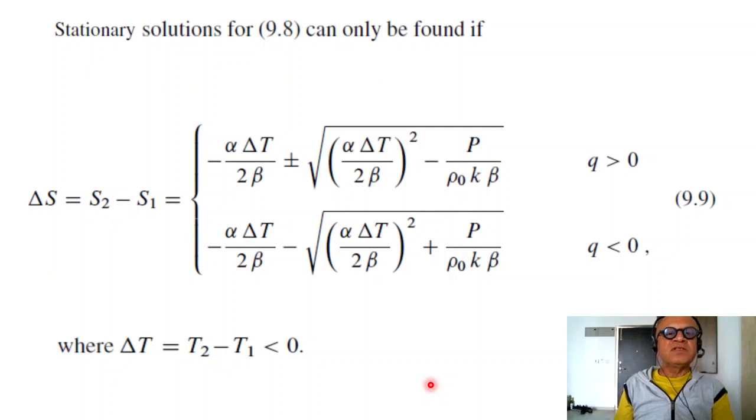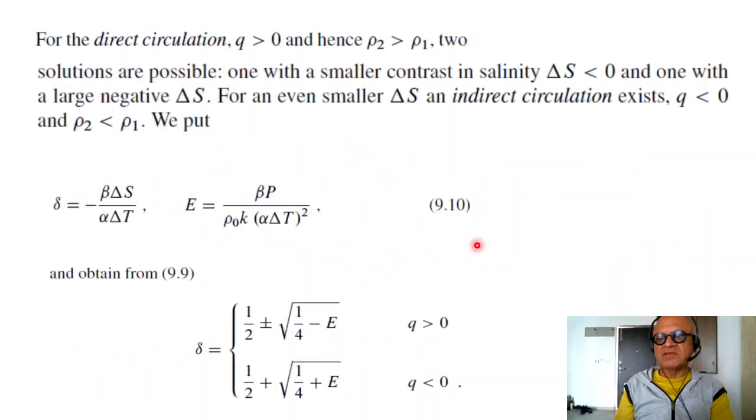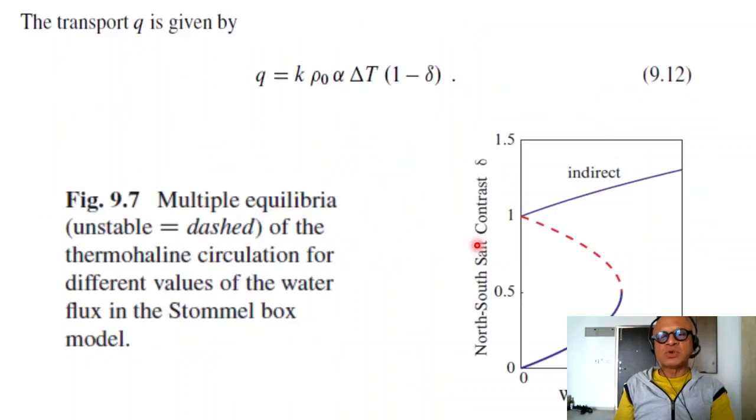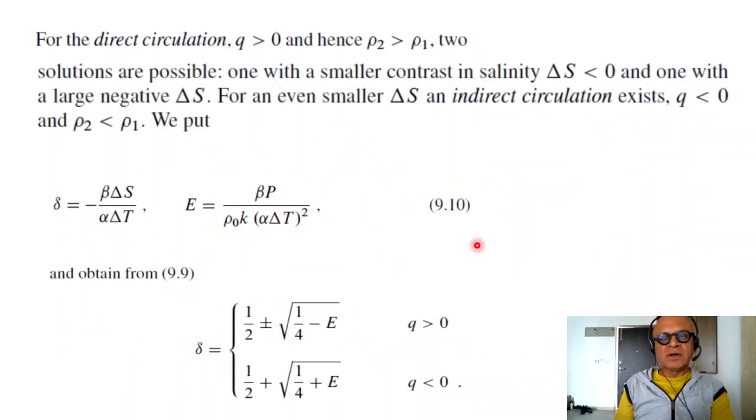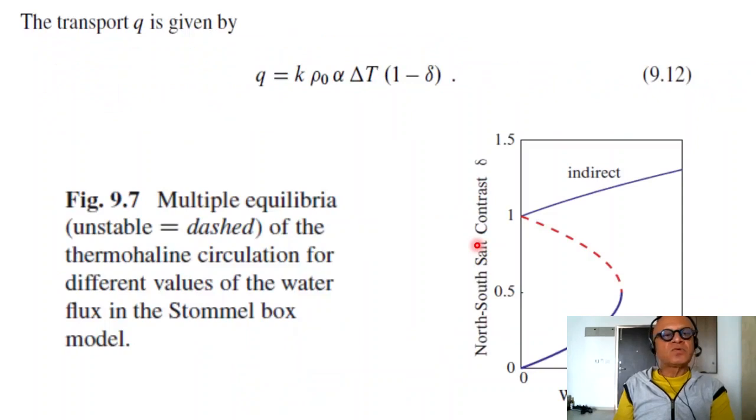So stationary solutions again can be... why did I repeat this? Okay, just to show the equation again. So did I go wrong? Yes, I went in the wrong direction. So the transport Q is given by K rho 0 alpha delta T times (1 minus delta).